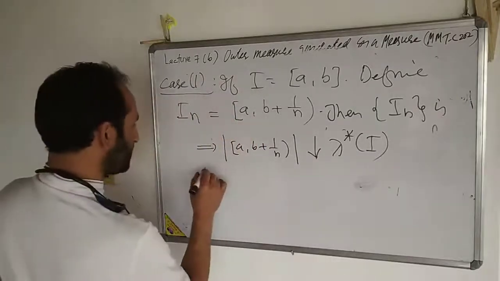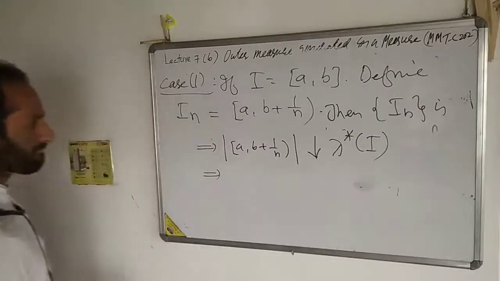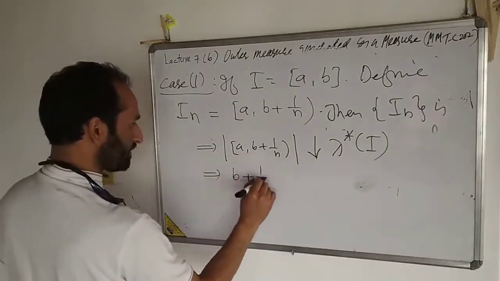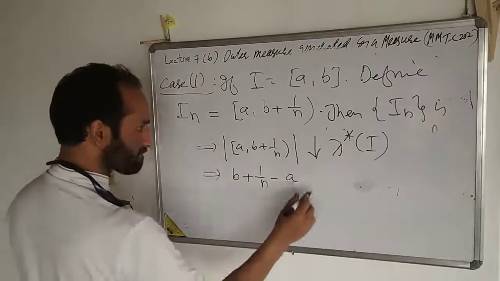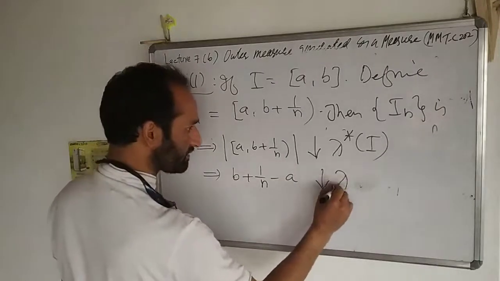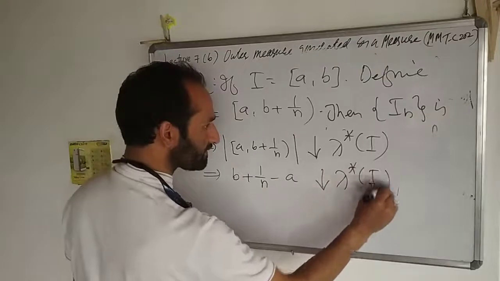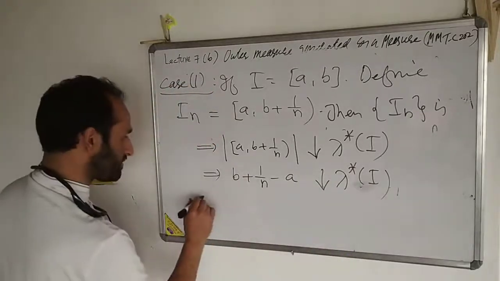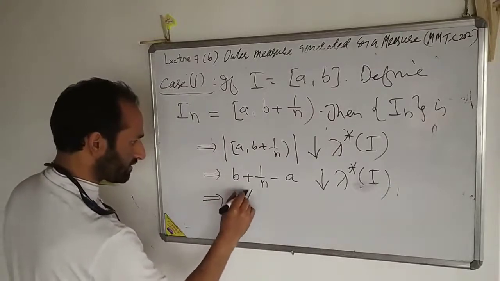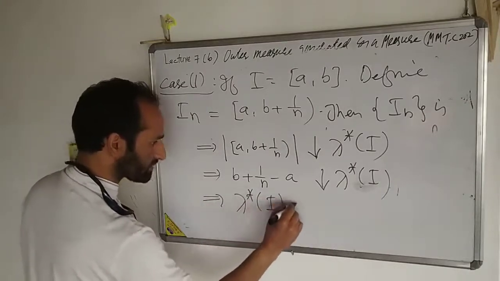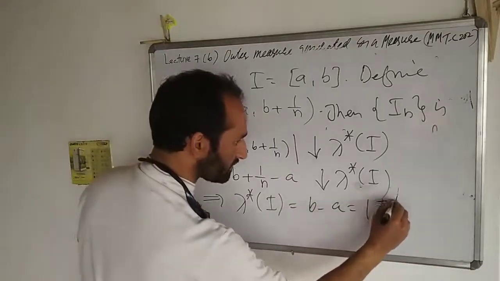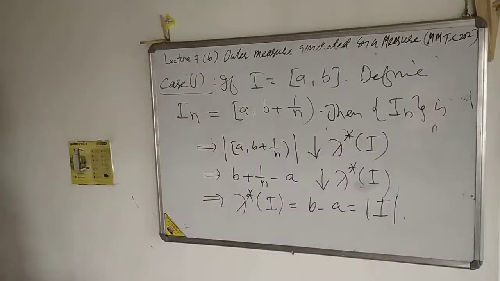So that implies, what's the length of this? It is b + 1/n - a. It increases to the Lebesgue outer measure of I. But what's the limit of this? It's b - a. So in other words, it means that the Lebesgue outer measure of I is equal to b - a. That's equal to the length of I. That proves case 1.